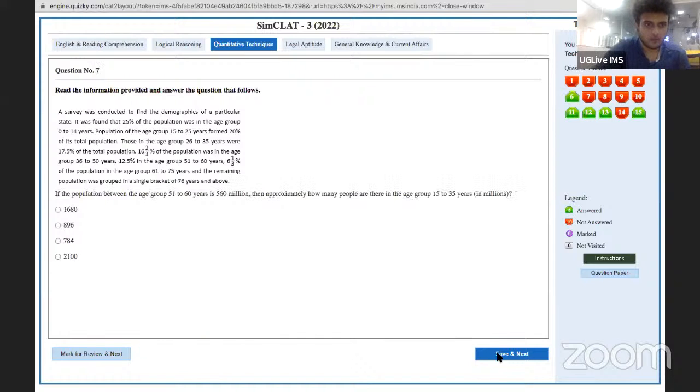बढ़िया. If the population between the age group 51 to 60 years is 560 million, okay, 3 मिनट बचे. 51 to 60 years मतलब कि क्या है? 6 and one-third. हाँ, ठीक है. Approximately how many people are there in the age group of 15 to 35? 15 to 35 मतलब 20 और 17.5, तो हो गया 37.5. और 51 to 60 is 6 and one-third. ओके, ग्रेट.